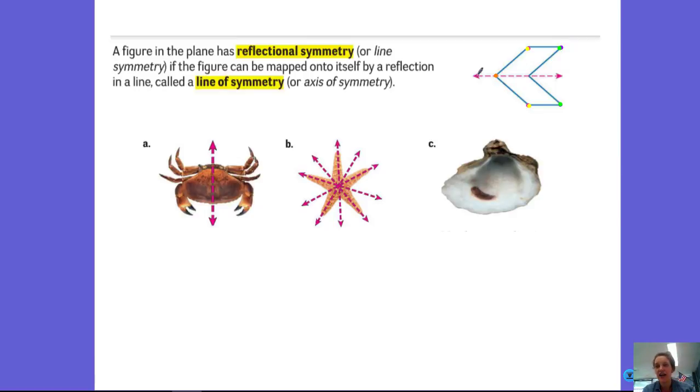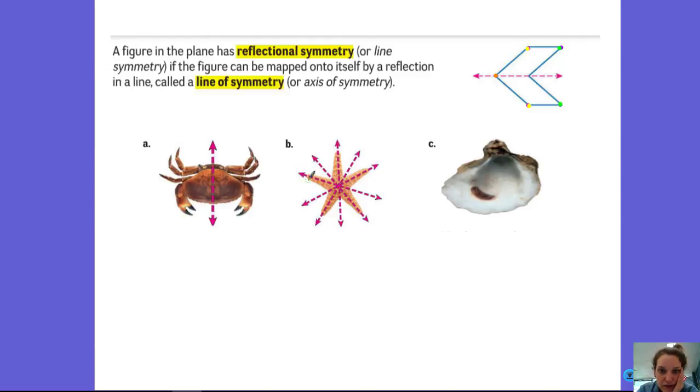If this was cut out, I could fold it in half along that line of symmetry, and the top half and the bottom half would meet up perfectly. This example of this crab has one line of symmetry. I could send what's on the right side over to the left side, and what's on the left side over to the right side, reflected over that line of symmetry, and it would map onto itself. It would look exactly the same.